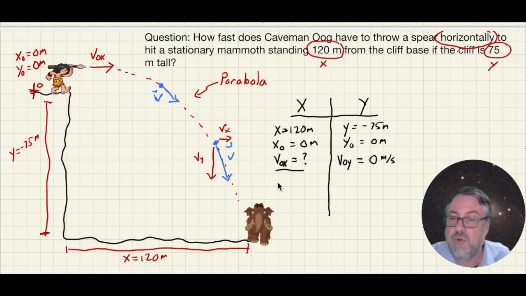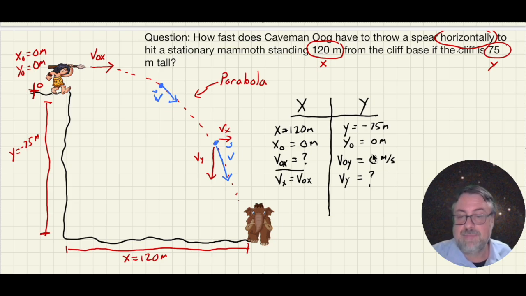I know that the final velocity in the x direction, it's unknown, but it has to be equal to the initial velocity in the x direction because gravity doesn't affect it. The final velocity in the y direction is unknown, so that is a question mark. The acceleration in the x direction is going to be equal to 0 meters per second squared because gravity only acts in the y direction.